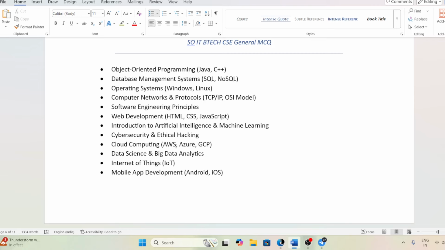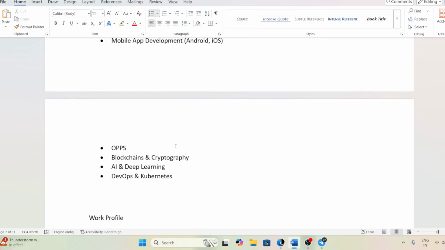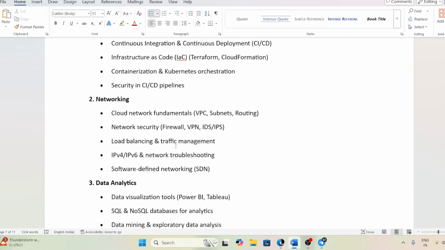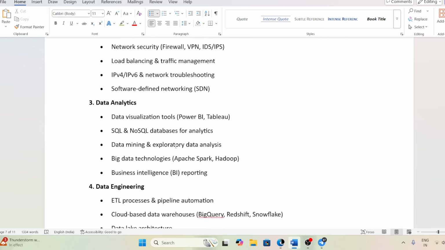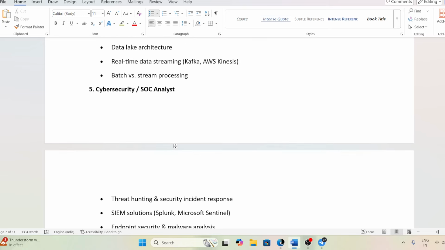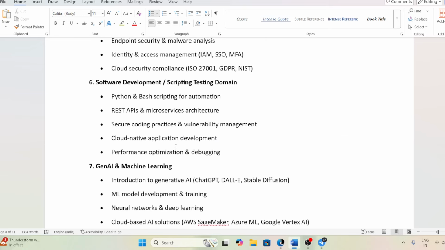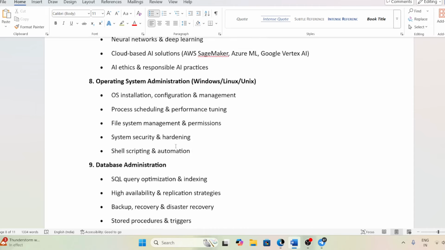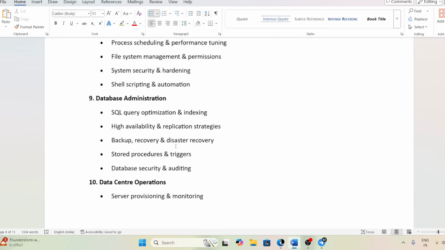ठीक है, तो ये आपके majority of syllabus है. इसके बाद आपका extension क्या रहेगा? Extension रहेगा your work profile. Maybe you work as a DevOps. So some questions from DevOps, some from networking, data analytics, data engineering, cyber security, software development, scripting, and Gen AI, machine learning, operating system, Windows, Linux, and Unix database administrator.